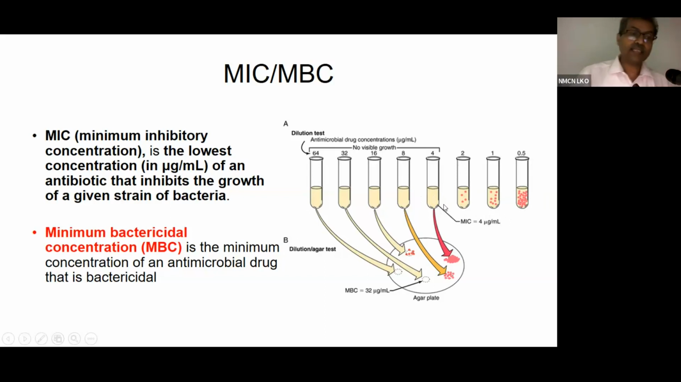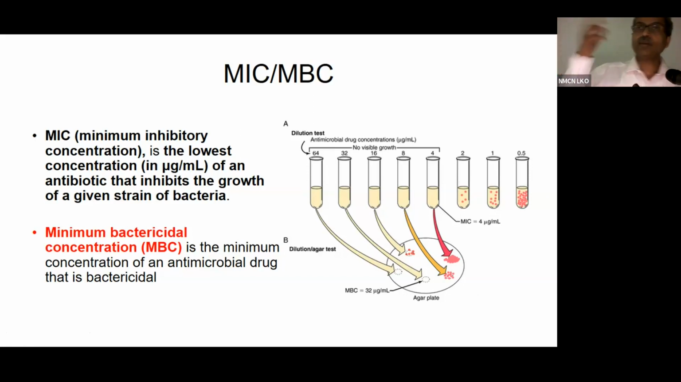But what is MBC, bactericidal? What we can see on this plate, here there is some static effect, there is no further growth of the bacteria, but here is the concentration where the bactericidal effect is there. So it is different. MIC and MBC are different.